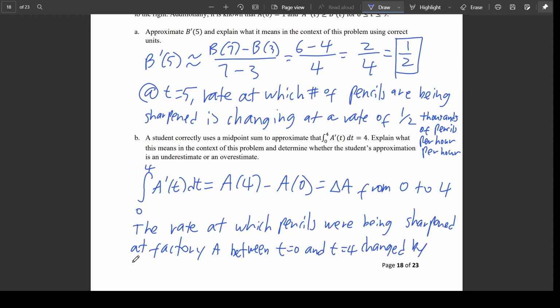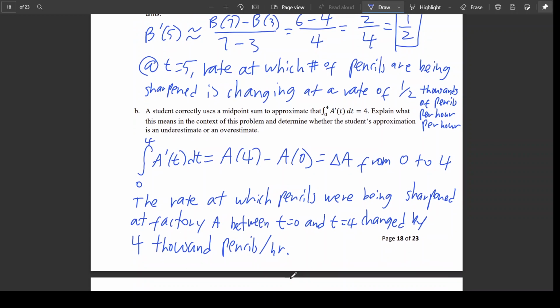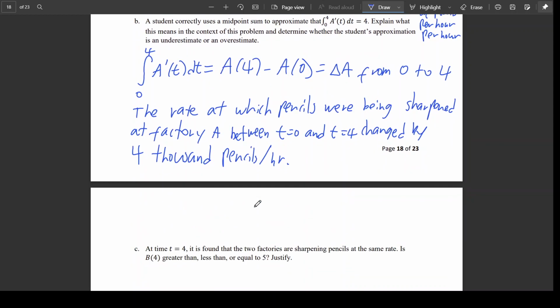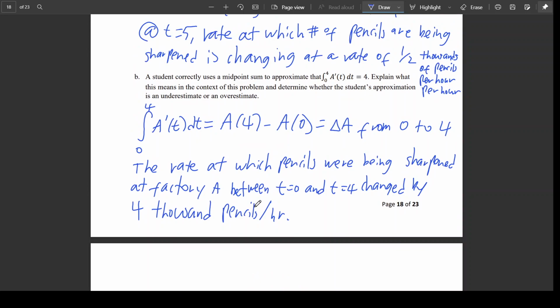by 4, and then now for we're just using the units for A again, right? Because it's telling us how much A changed, so just give me the units for A. 4,000 pencils per hour. Okay, and that is the first part. Now I really should have given myself a bit more space. The large writing is kind of messing with me here.